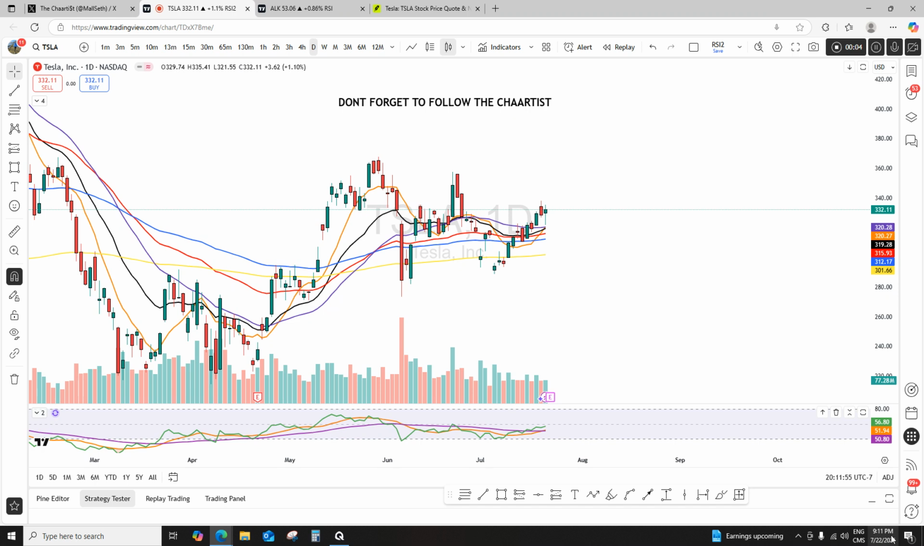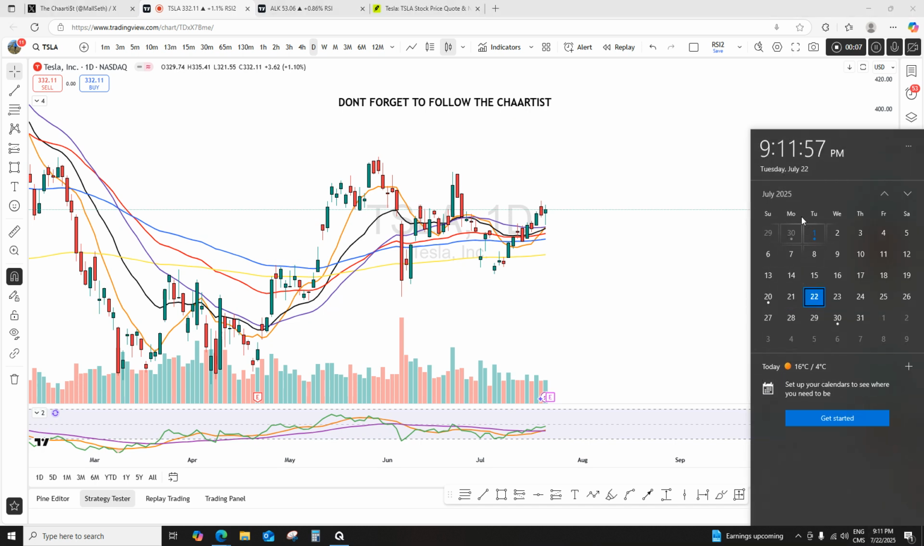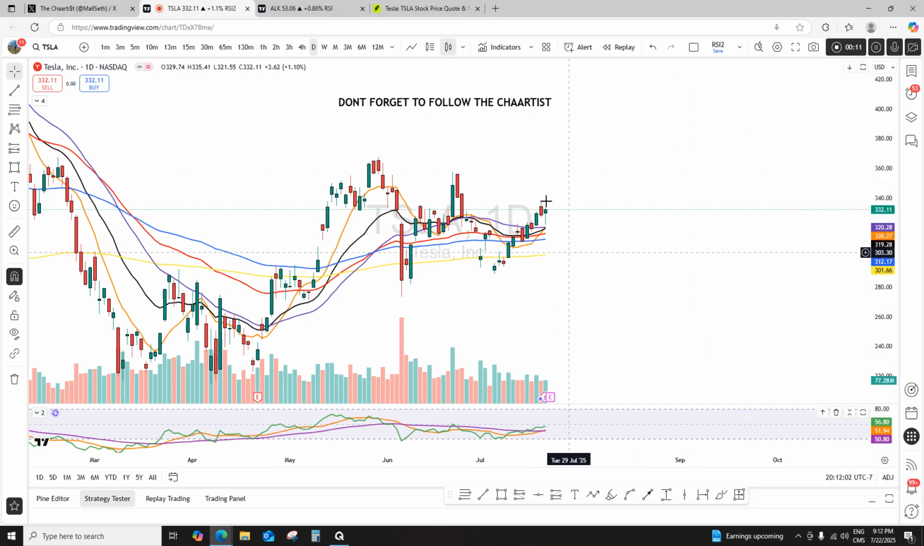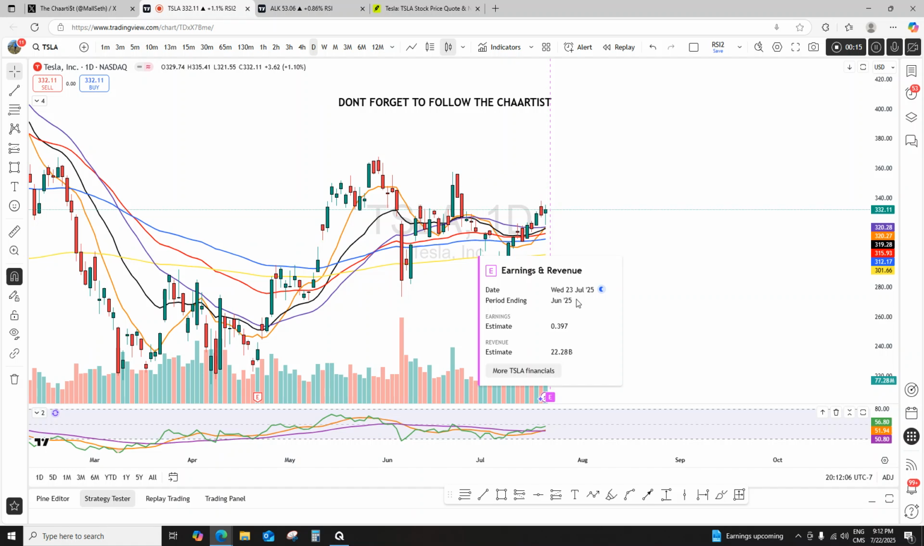Today is 22nd July, Tuesday, local time 9:12 p.m. So I will be analyzing Tesla. Tomorrow, Tesla has its earnings post market, as you can see. So I will be analyzing Tesla.